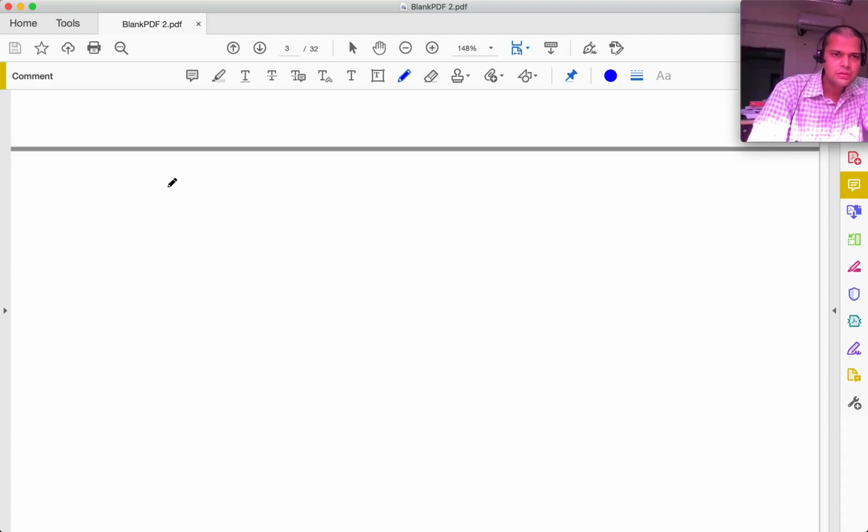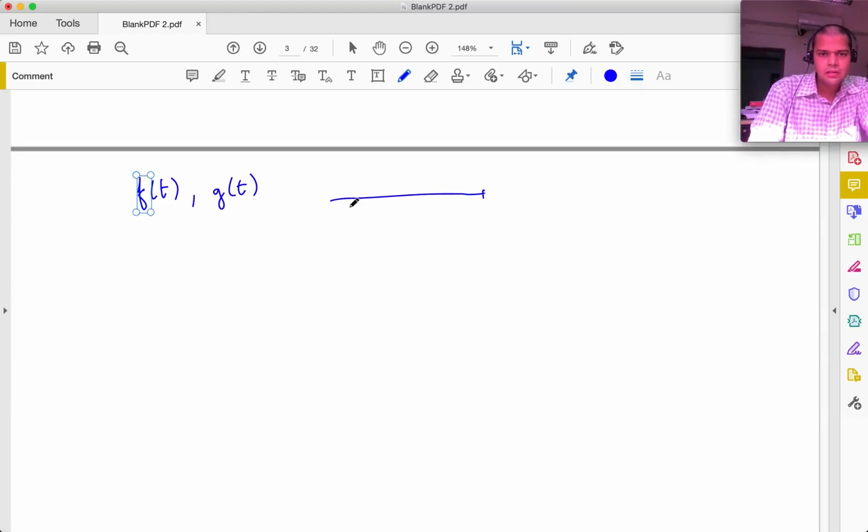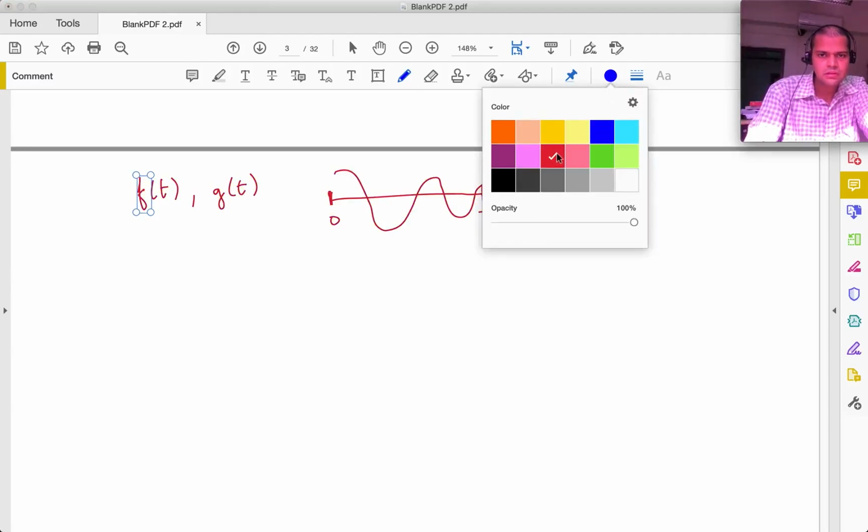So what I'm going to do is, suppose I have two functions f of t and g of t, and let's say that they go from 0 to T. So this is one bit period in our example. And f of t is some function over here and g of t is another function, let's say.